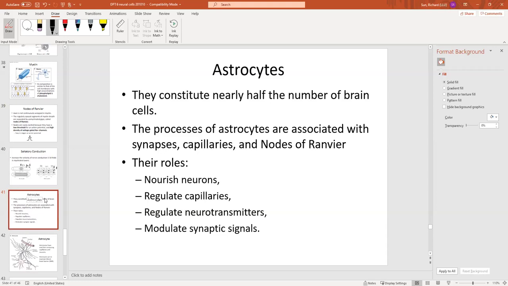All right then, so that's the myelin. The next important one is the astrocyte. Even though we think of the brain as the neuron nervous system, the number of glial cells actually is more than the number of neurons.